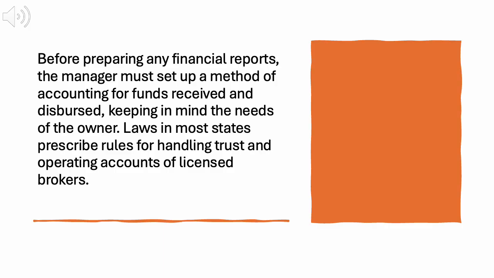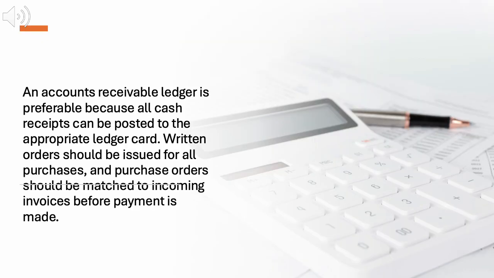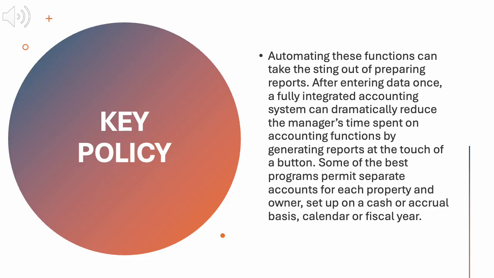Laws in most states prescribe rules for handling trust and operating accounts of licensed brokers. An accounts receivable ledger is preferable because all cash receipts can be posted to the appropriate ledger card. Written orders should be issued for all purchases, and purchase orders should be matched to incoming invoices before payment is made. Key policy: automating these functions can take the sting out of preparing reports.